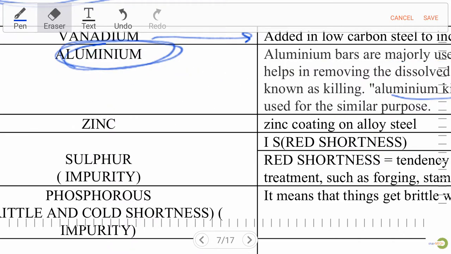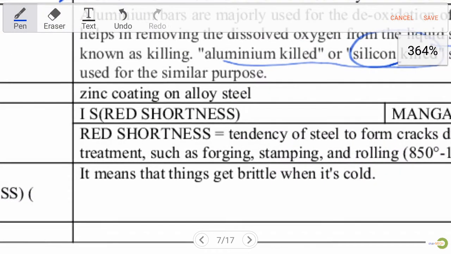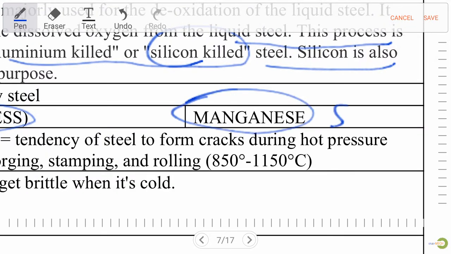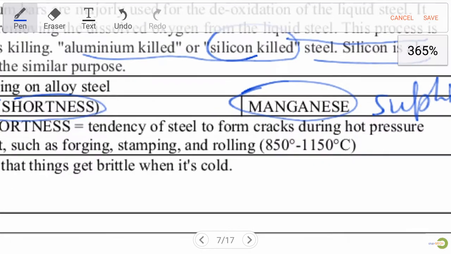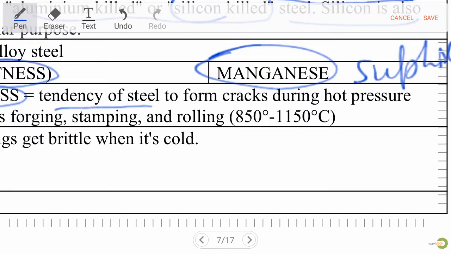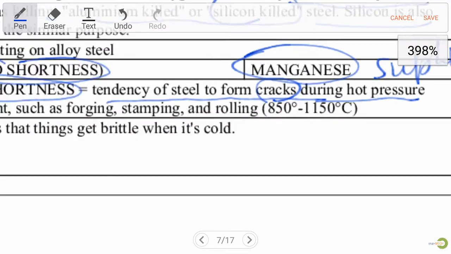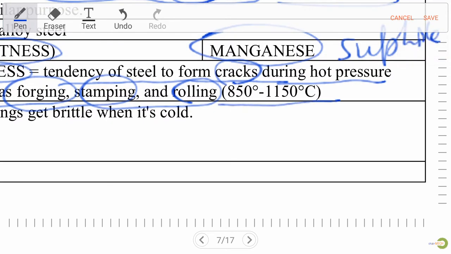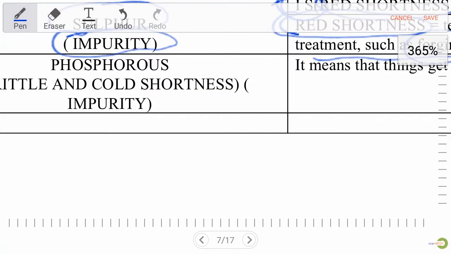Now let's move to sulfur. Sulfur is an impurity in steel, and it is also responsible for red shortness. Sulfur in steel is majorly in the form of iron sulfide and manganese sulfide. Always remember. Now iron sulfide is responsible for red shortness. Now what is red shortness? It is the tendency to form a crack during hot pressure treatment, like forging, stamping and rolling at temperatures of 850 degrees Celsius to 1150 degrees Celsius.